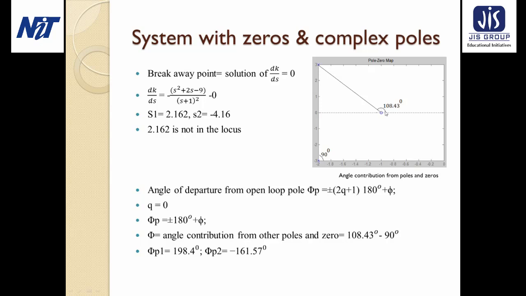So this angle becomes 108.43 degrees and this angle becomes 90 degrees. So the angle contribution from poles to zeros becomes phi of z minus phi of p, and using this formula we are getting the angle of departure for one pole as 198.4 degrees and for the other as minus 161.57 degrees.